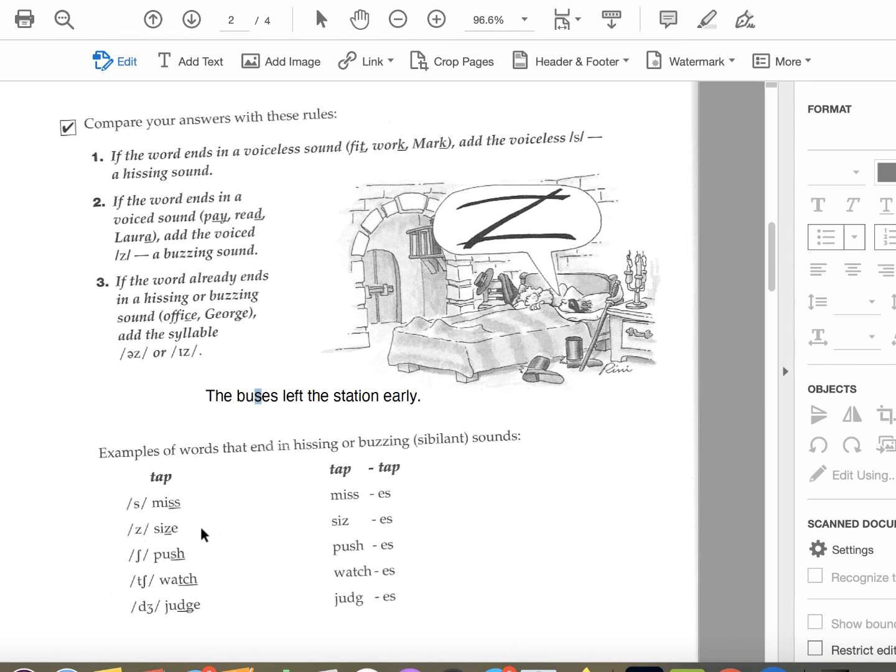Buses. Okay, so we say the first one that ends in the hissing sound, we say that voiceless. But then when we add it to be plural, or we add it to be a possessive with an S, then we have to say iz or uz. And it doesn't matter which. We can say busiz or busuz. It just depends on the speaker and how they want to pronounce it.